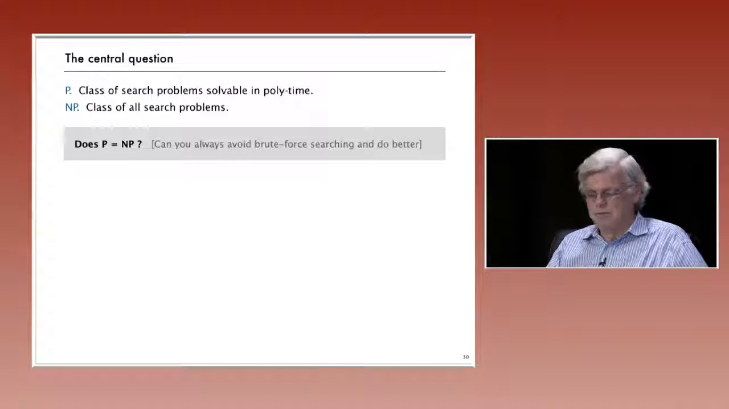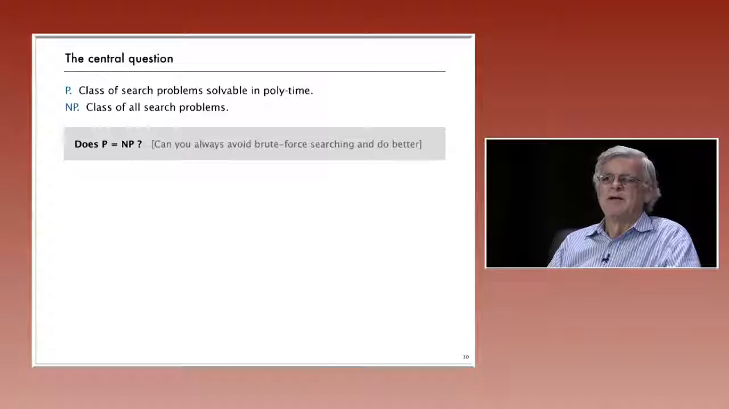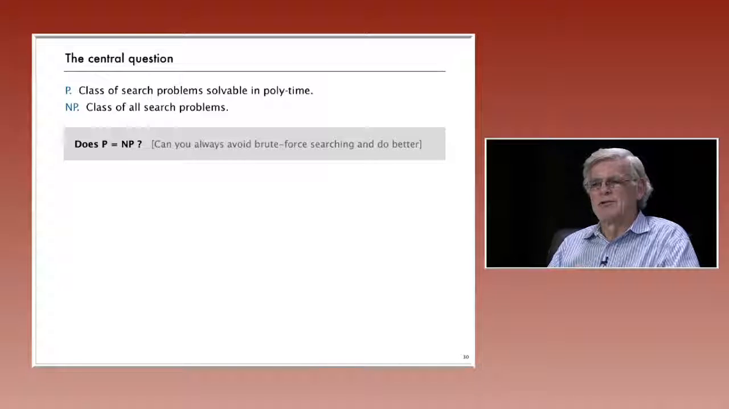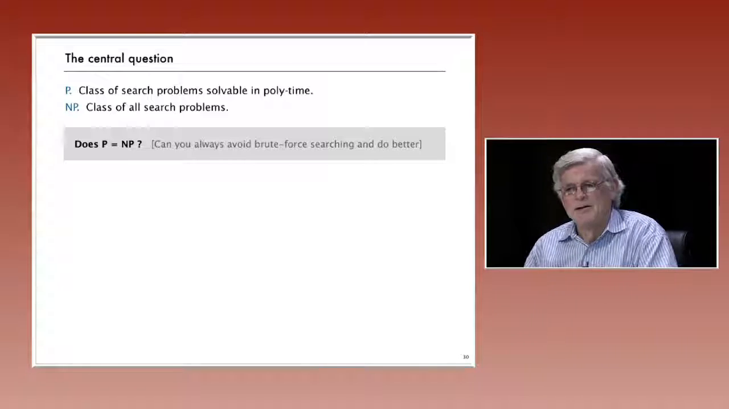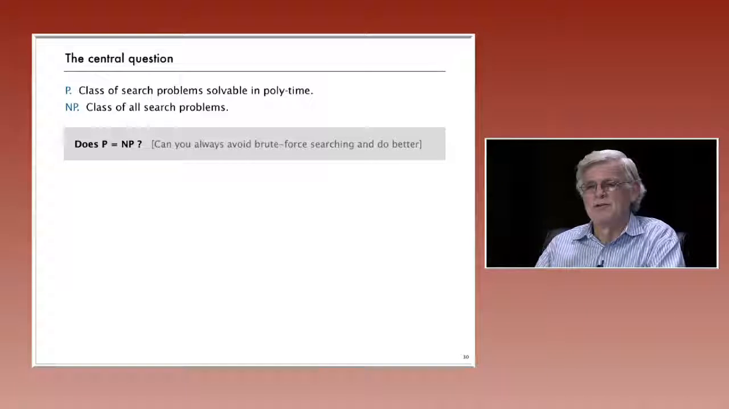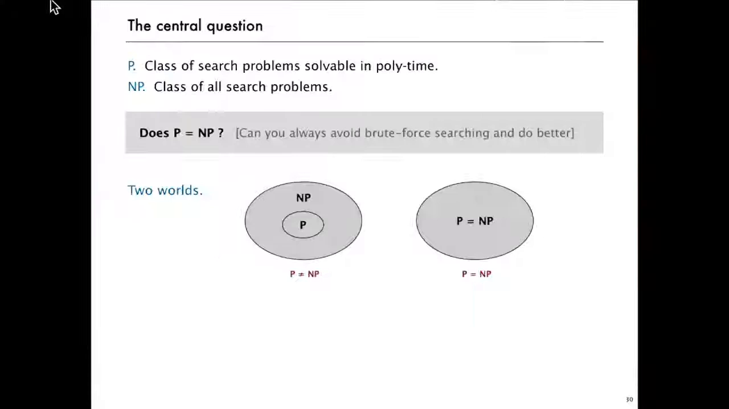Can you always avoid brute force searching and do better? For search problems, since we have a small solution that can be checked in polynomial time, there's always an exponential time solution, which is to try all possible solutions. But that's not the question. The question is, can you always do better than that? That's really the essence of the P equals NP question. So there are two possibilities. P is a subset of NP, since any problem in P is certainly in NP. So the question is, are there some search problems that we can't solve in polynomial time?